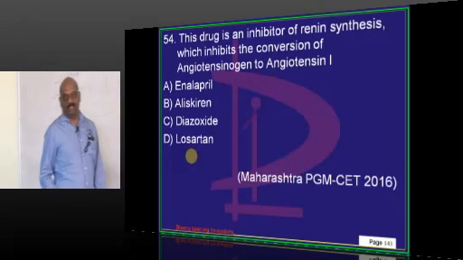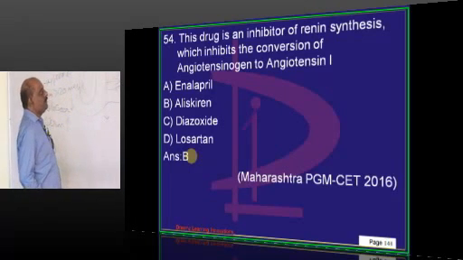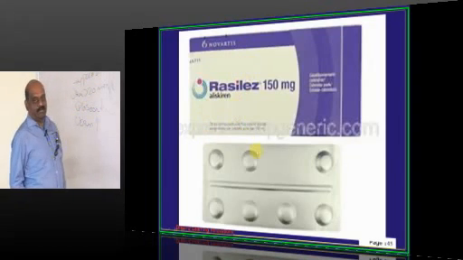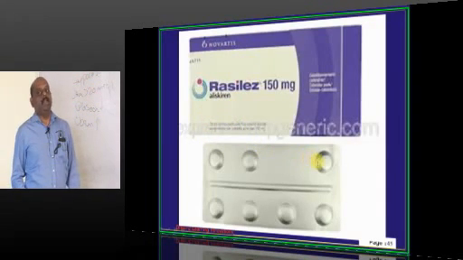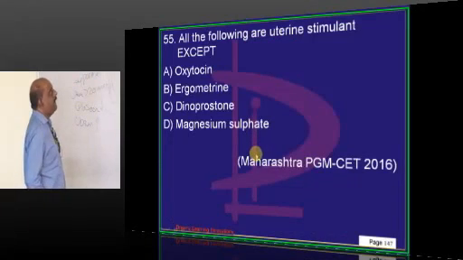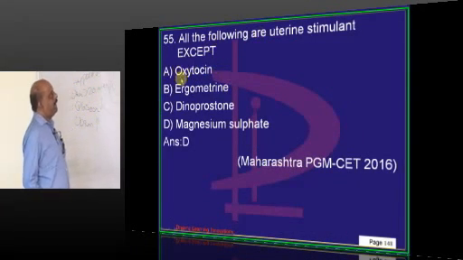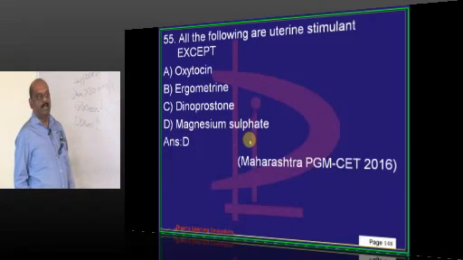Mifepristone is antiprogestin. Angiotensinogen to angiotensin 1 inhibition is done by aliskiren, renin inhibitor. Then direct renin inhibitors. Then which is a uterine stimulant, doctor? Oxytocin, ergometrine, dinoprostone, but magnesium sulfate acts like a tocolytic.